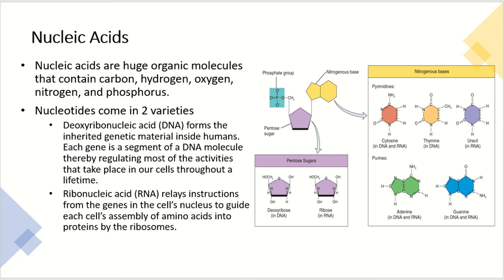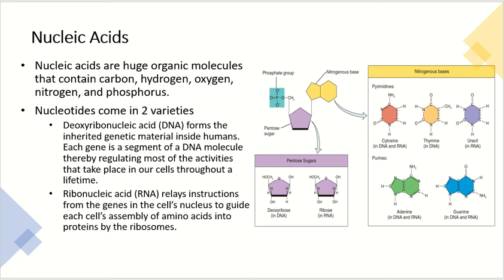Then we have our ribonucleic acids. This is what makes up our RNA. These are going to be responsible for relaying instructions from the genes in the cell's nucleus to guide each cell's assembly of the amino acids into protein synthesis by the ribosome.